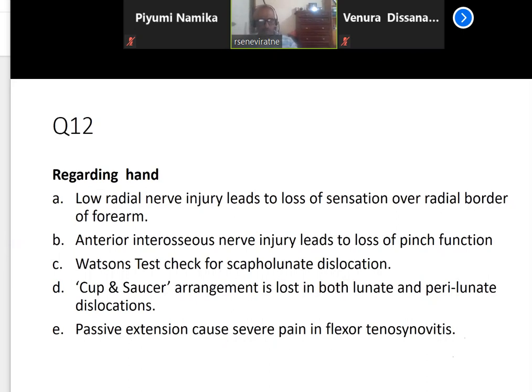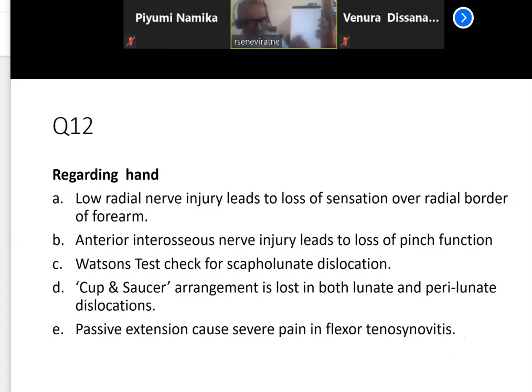Okay. Now, the cup and saucer arrangement is lost in both lunate and perilunate dislocation. What is this cup and saucer arrangement? What is the cup and what is the saucer? Anybody? On the lateral X-ray of the wrist.